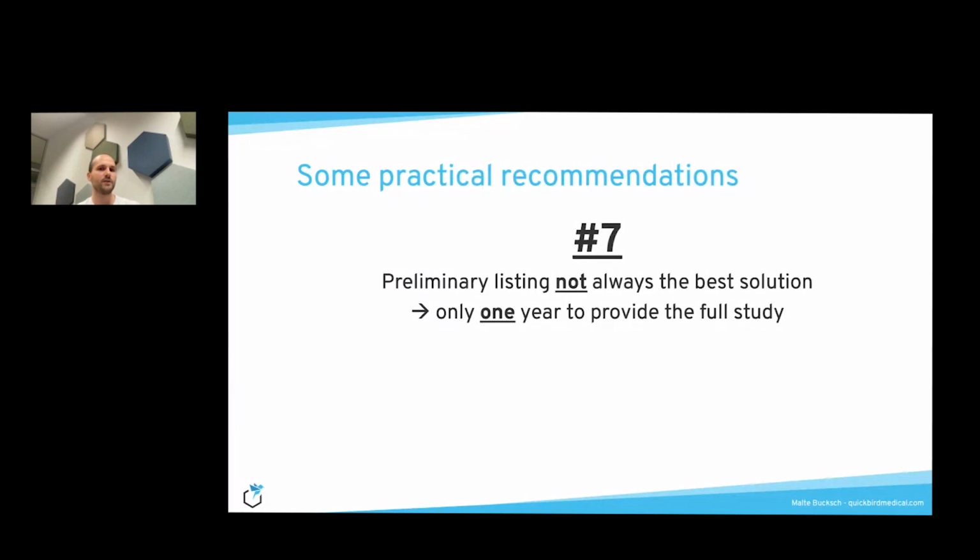You only have 1 year to provide the full study. And as I calculated previously, 1 year is really not enough time to conduct a clinical study. And it's highly likely that you will need more time. And if you don't have a solid reasoning, they won't extend you the time. And if you say, I didn't have enough time or I didn't get enough patients, that's not a solid reasoning. BfArM won't accept that.